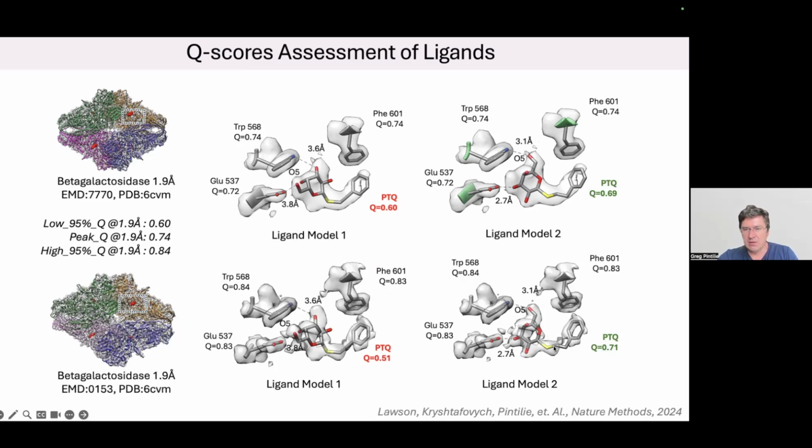So I guess the final takeaway from this was that it can be really useful when you're modeling small ligands, where it can be hard to know for sure whether the conformation is modeled properly. It can really help to look at Q-scores as a quantitative measure to assess how confident you can be in that conformation.